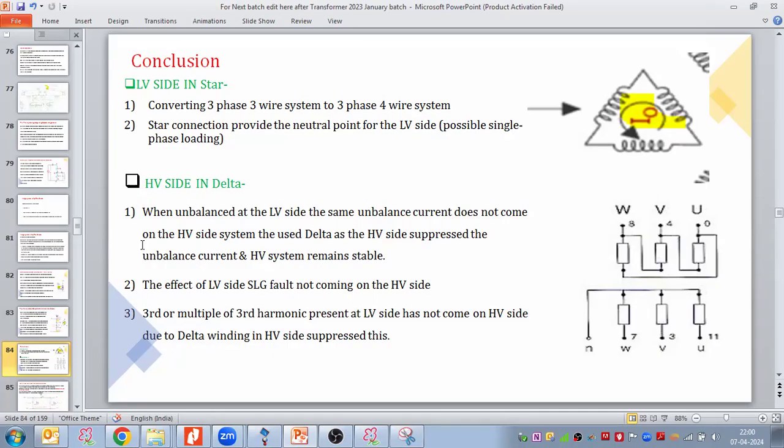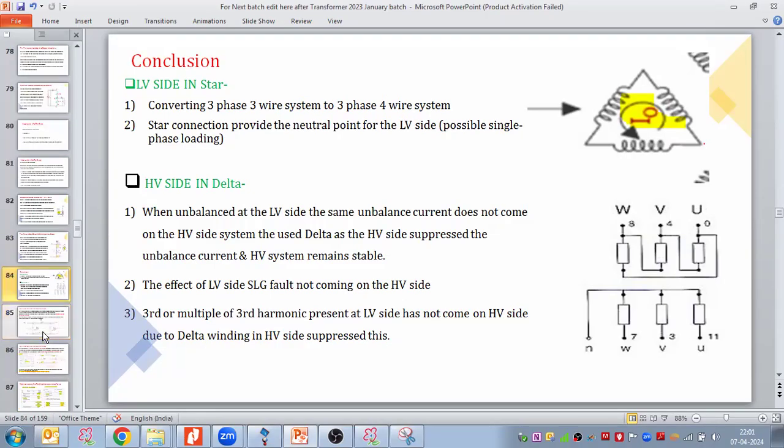HV side in delta: when there is unbalance at the LV side, the same unbalanced current does not come onto the HV side system. Delta on the HV side suppresses the unbalanced current and the HV system remains stable, providing balance. The effect of an LV side single line to ground fault does not come onto the HV side. The third harmonic and its multiples present at the LV side do not come onto the HV side upstream system, due to the delta winding. So these are some advantages and disadvantages of star and delta, and we utilize them in selecting the transformer vector configuration.